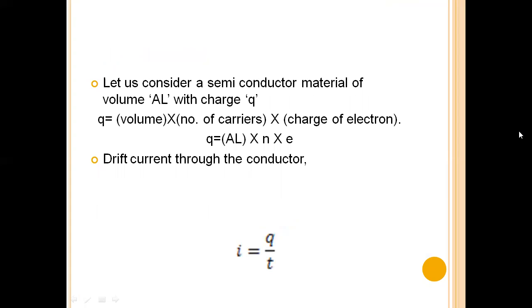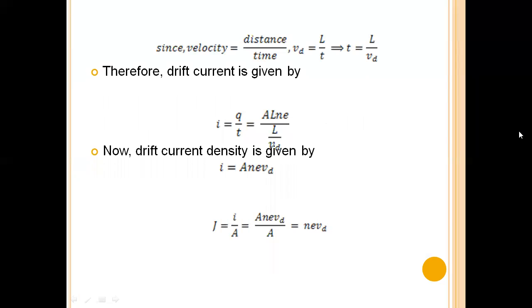Let us consider a semiconductor material which is having an area A and length L. Then its volume can be given as area into length, that is AL, and it is filled with a charge Q. Then charge Q can be given as volume into number of carriers into charge of electron, that is Q is equal to volume AL into number of carriers N into charge of electron E. Then the drift current through the conductor is given by current, which is defined as charge per unit time, that is I is equal to Q by T.